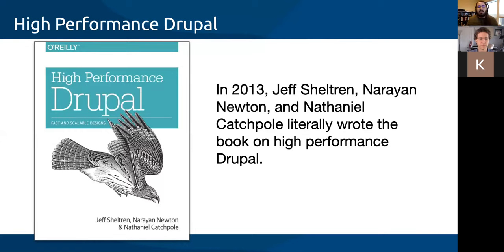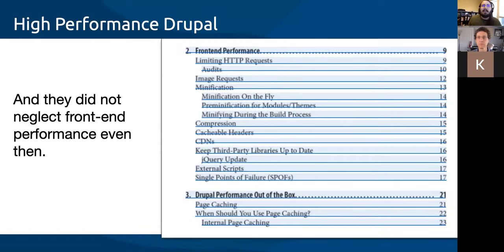If you manage a Drupal engineering team, or you're a Drupal developer or a DevOps person who supports Drupal, you are probably familiar with this book. High Performance Drupal is the book. It's the Bible when it comes to performance in Drupal. And the edition is getting a little old at this point, but it still has a lot of really valuable things. So in 2013, Jeff, Narayan, and Nathaniel literally wrote this book with all of the details about Drupal performance. And what's super interesting is even back in 2013, if you look at the table of contents, a huge portion of this was focused on front-end performance, about HTTP request limits, image management, minification, CDNs, all sorts of things.